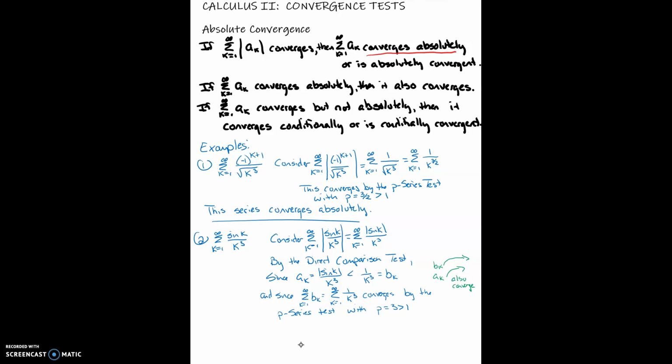Remember my a sub k's originally came from the absolute value. So we know that the series of absolute values converges, which means my original series, the one I started with back there, we can say converges absolutely.